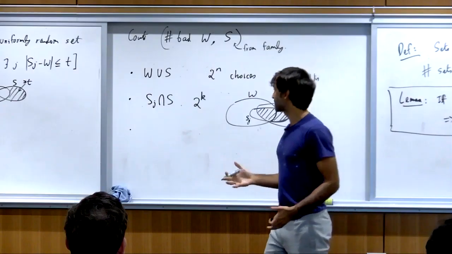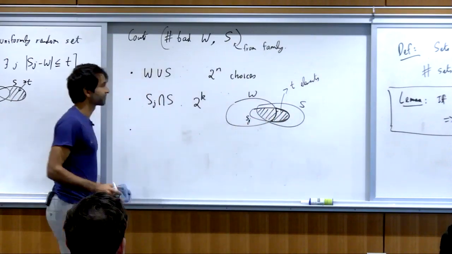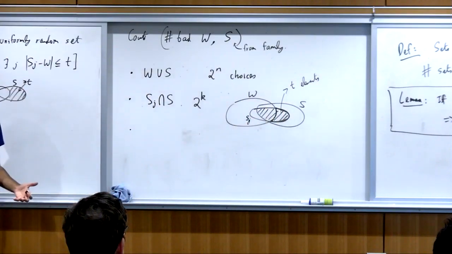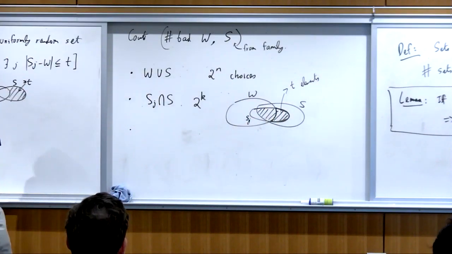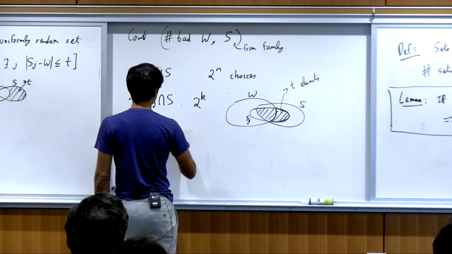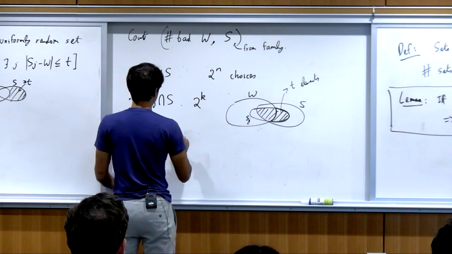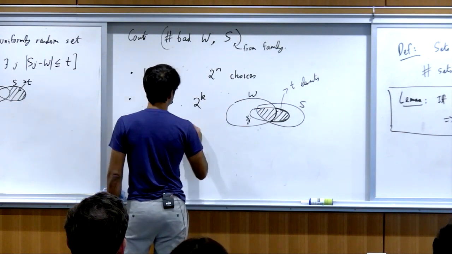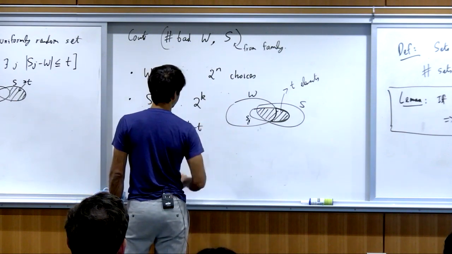And the number of sets S that contain this large set, there's very few of them because the family is well spread. So now the number of choices for S is at most r to the k minus t.